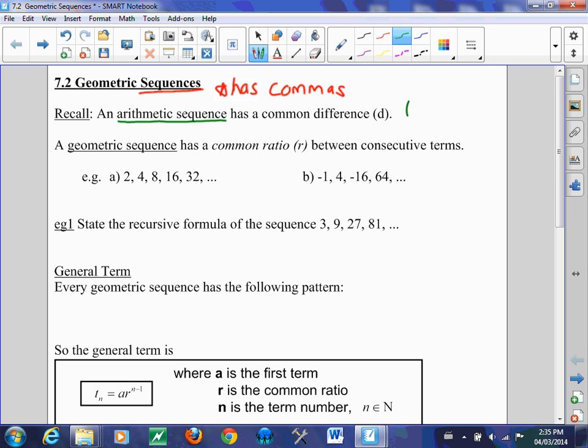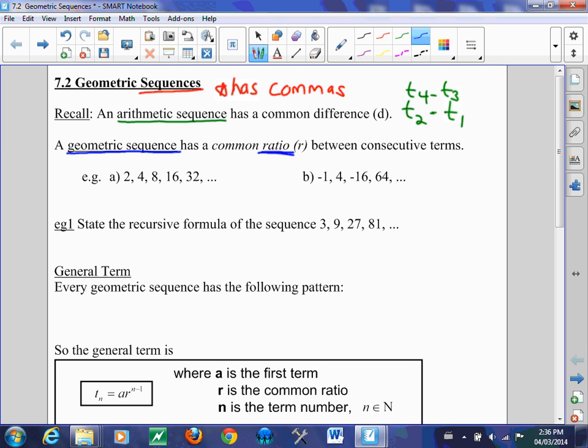Just recall from last lesson, an arithmetic sequence has a common difference. So basically, you would take T2 and subtract T1, or T4 subtract T3. That means difference, which is d. Now we're going to learn a different type of sequence called a geometric sequence, and it has a common ratio between the consecutive numbers. You'll notice that the numbers are either going to be rapidly increasing or rapidly decreasing.